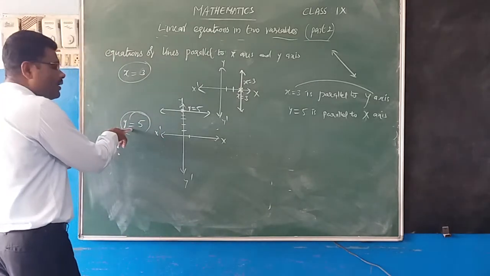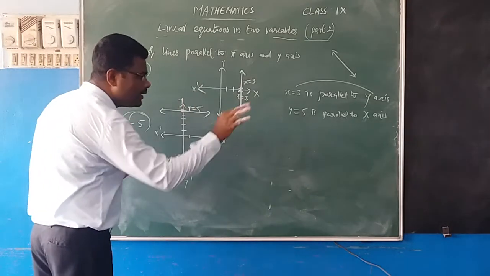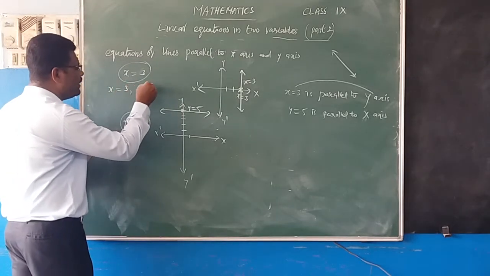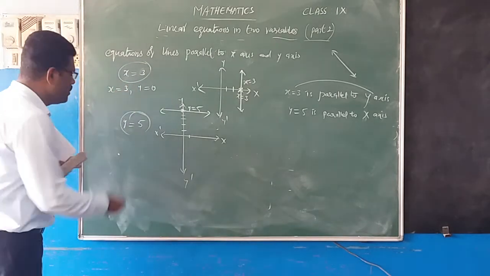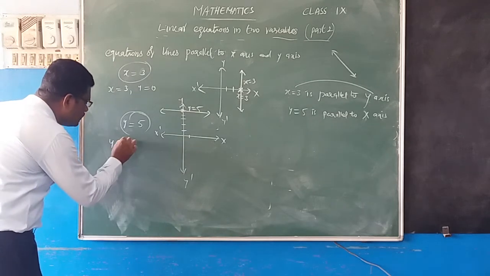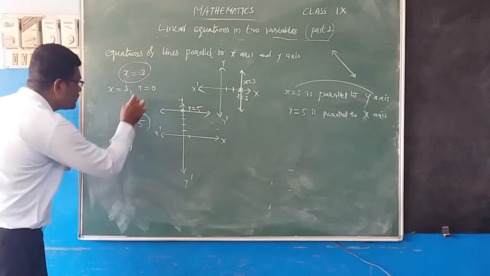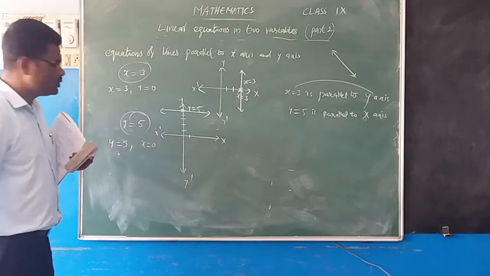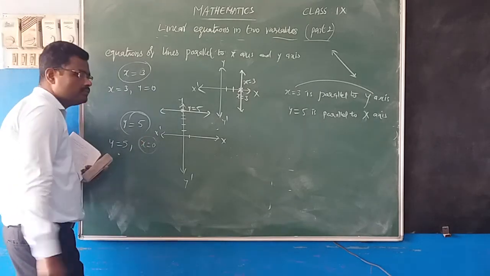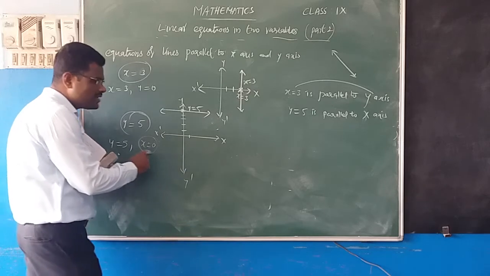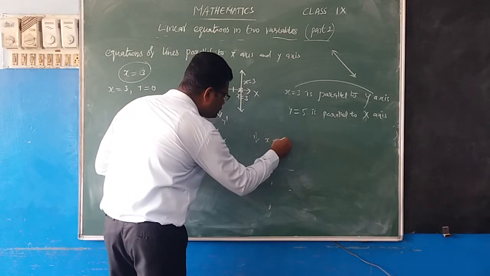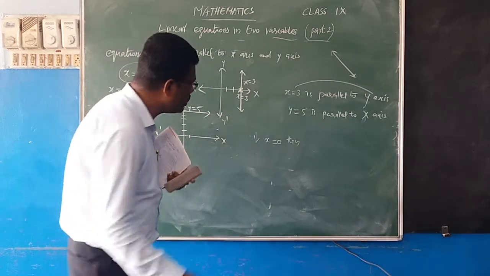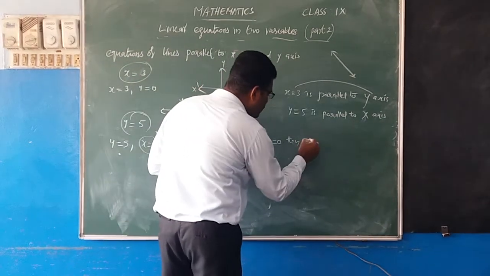If only y coordinate is there, it is parallel to x-axis. So x is equal to 3 means y coordinate is 0. Y is equal to 3 means what? Y is equal to 3 means x coordinate is 0. So x coordinate is 0.